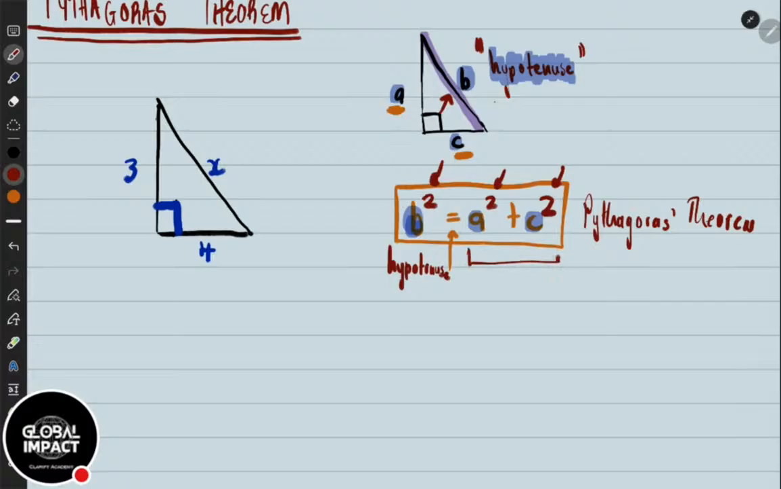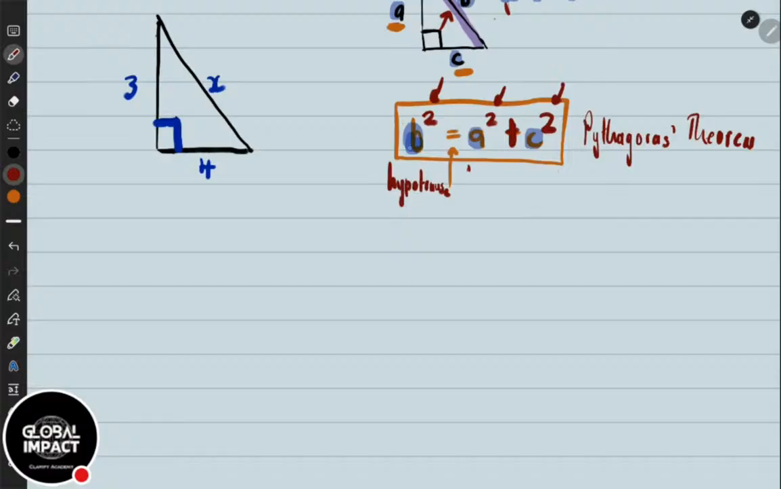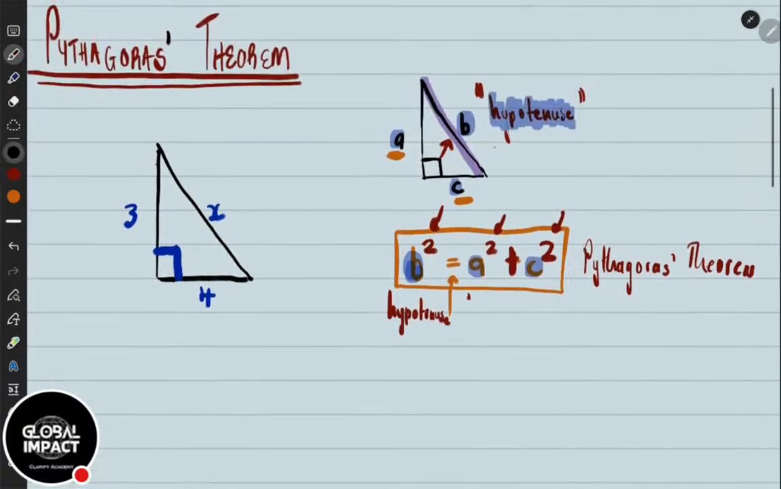And the other two will be on their own side, and they'll be adding each other. Great. So now we are able to find the missing side, whether it's the hypotenuse or another side, it doesn't matter. We can still find it. So let's do it for this triangle here. This becomes our example number 1.